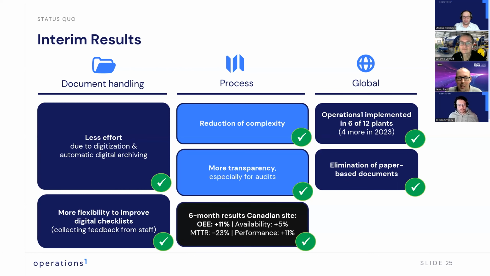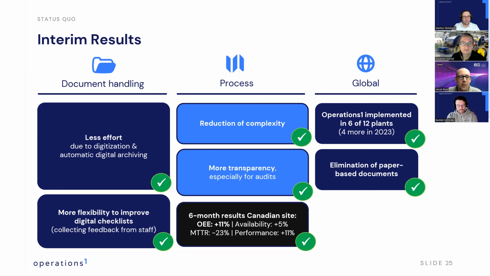Finally, then, speaking to the numbers, not just the soft objectives, but really the hard metrics, what we've been able to achieve. I give some examples specifically for one site in Canada. OEE over the last 6 months, 4 machines where we've implemented operations 1 has increased 11%. And that's a result of a number of factors that you see after. Availability specifically is up 5%. So again, that's when we plan to run a machine, it is actually available to run 5% more.